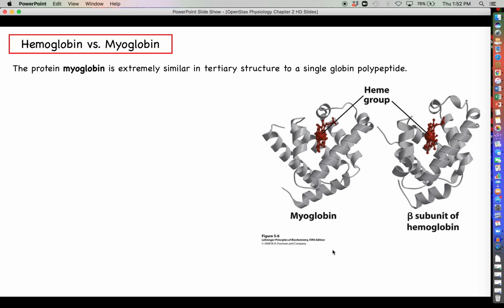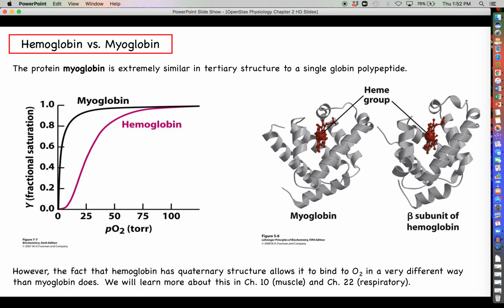Do you notice how extremely similar they look to one another in terms of their structure and three-dimensional shape? They've got all the same alpha helices. They've got the prosthetic group in exactly the same spot. There are a few minor differences here and there, but for the most part, these look like nearly identical proteins. So you would expect them to have, correct? Well, that's not the case. Look at this graph right here.